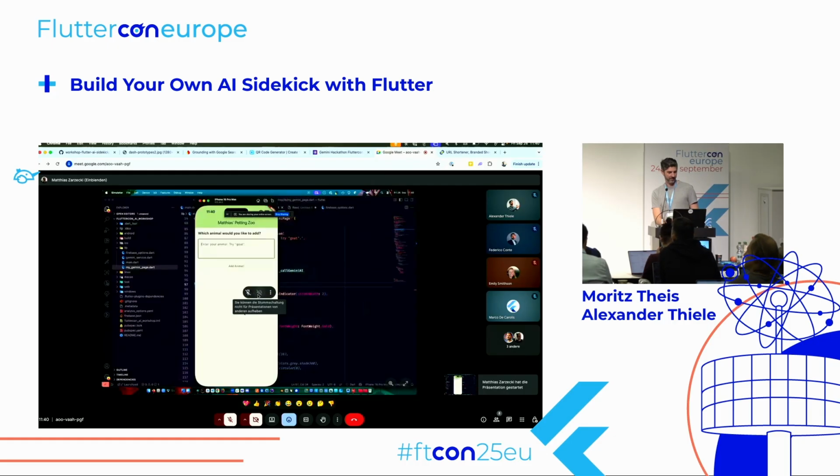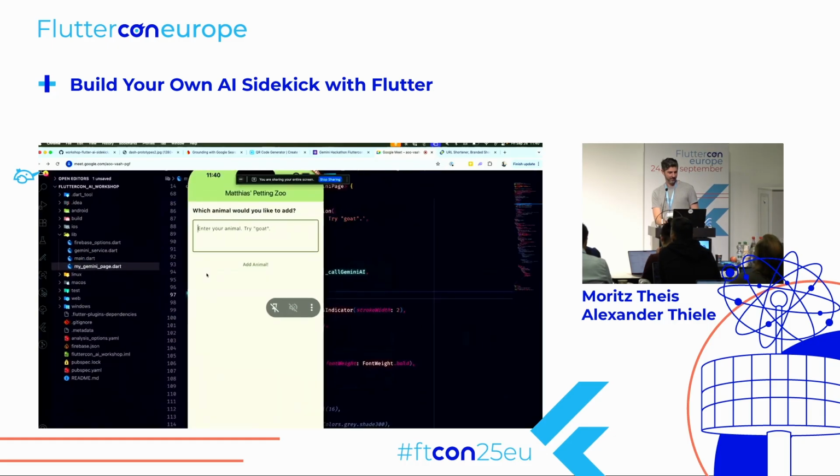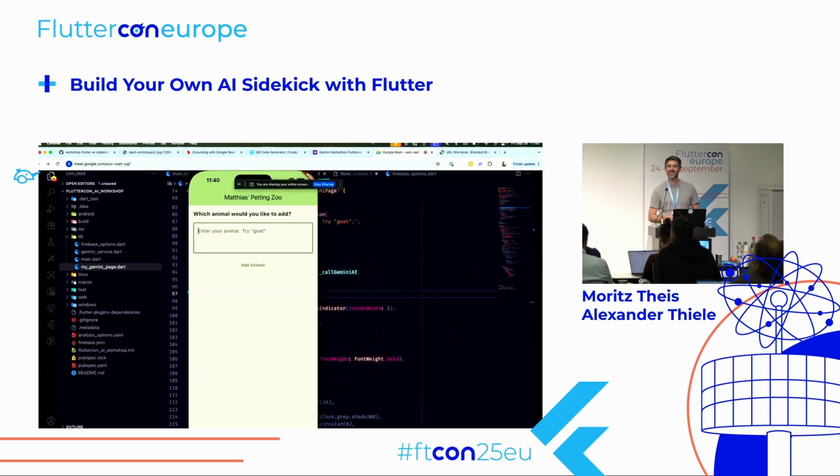This is working. Hello, I'm Matthias. I ignored your recommendation to use Chrome and ran it in my iOS simulator because I'm hardcore. I made a game where you can assemble your own petting zoo, and it's called Matthias Petting Zoo. So we will have a petting zoo here, and let's try adding a goat. And we add our animal. Now we have a mountain goat in our petting zoo.